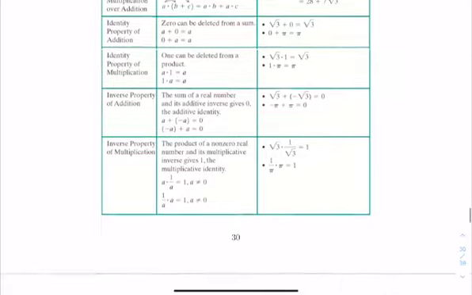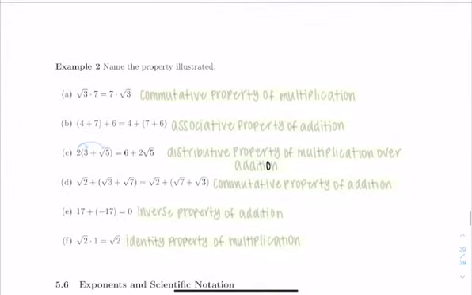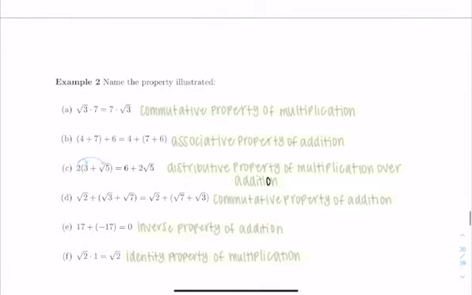So we just want to name the property that is being illustrated. 3 times 7 equals 7 times 3. Well, this is just the order that's being changed here. So this is the commutative property. And this is of multiplication.